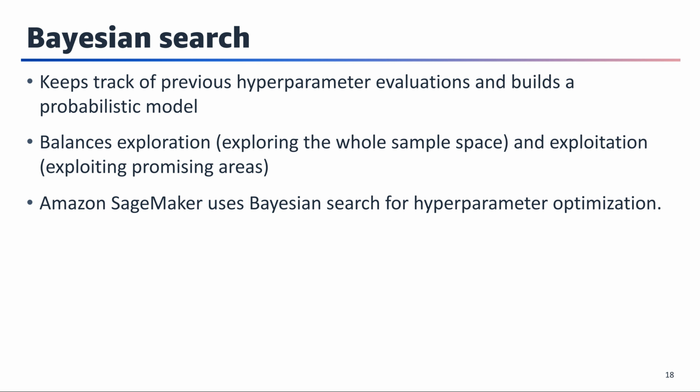Amazon SageMaker, a machine learning platform, uses Bayesian search for hyperparameter optimization. By maintaining a probabilistic model of the hyperparameter space, Bayesian search can make informed decisions about which hyperparameter values to try next, potentially leading to more efficient optimization compared to randomized approaches.